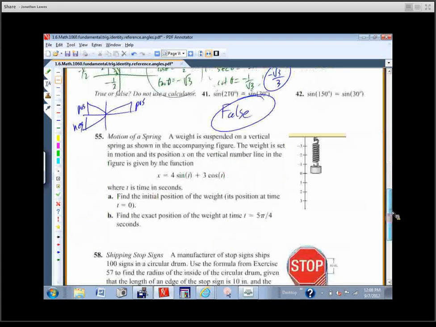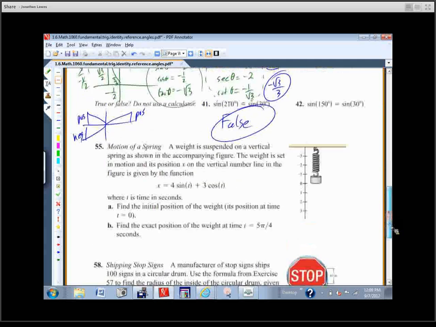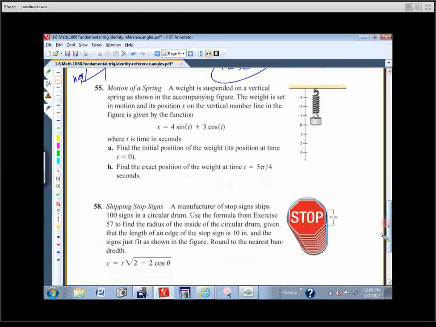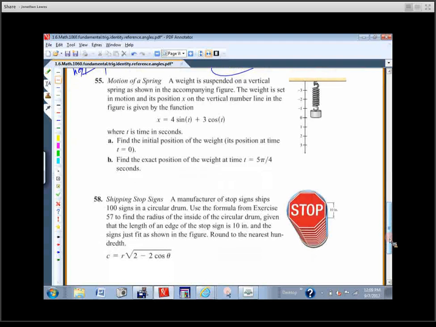Okay, any questions? Sure? All right, so let's take a look at some story problems that you've got from the assignment. I think one of these at least is on your assignment. 55 says motion of a spring. Would you read that question, think about it for just a second, and then see if you can answer part A and part B?